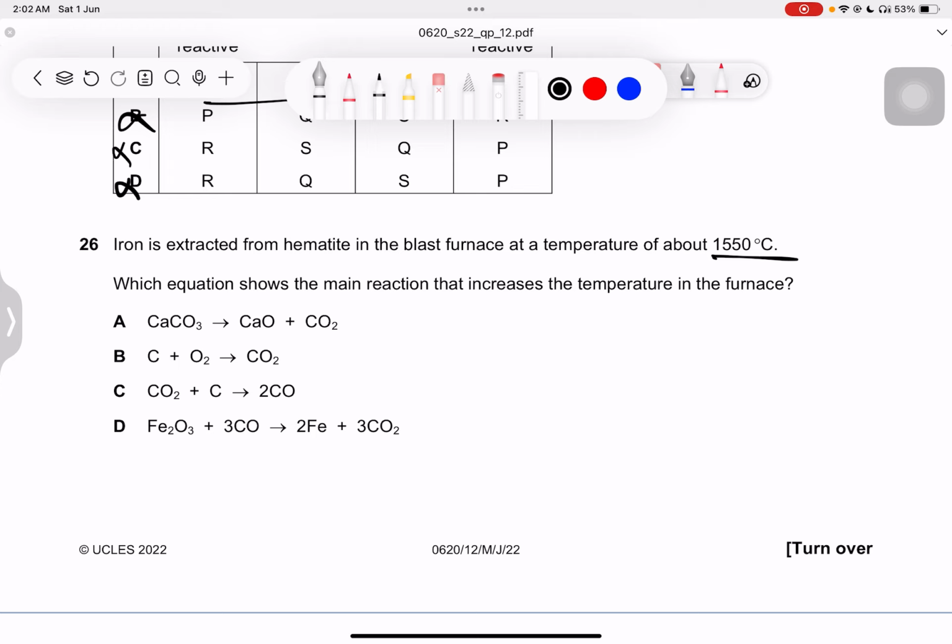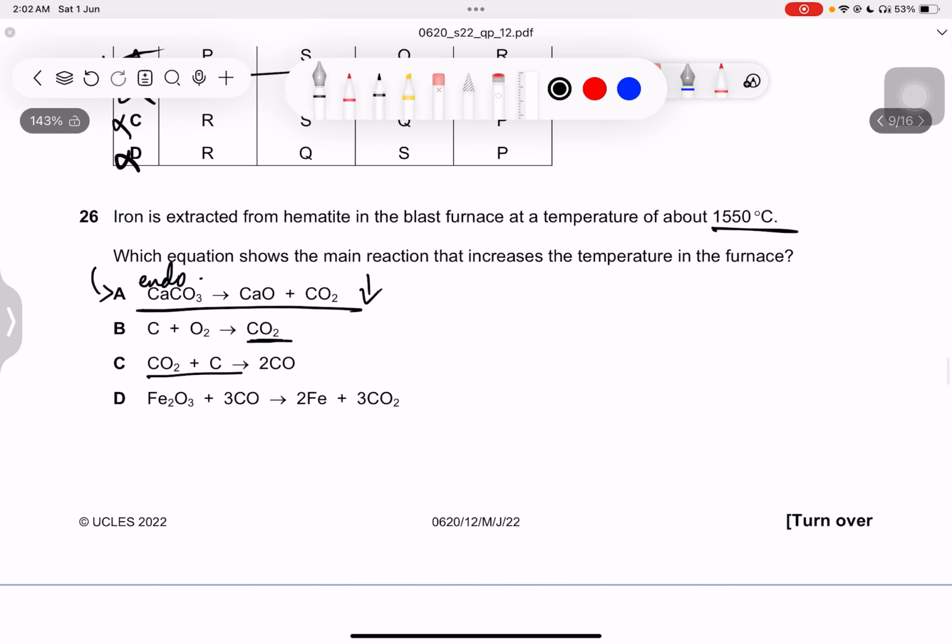Okay, so this is a thermal decomposition reaction. It requires energy. It is endothermic, so this decreases the temperature. As for this reaction, we'll look at it in a minute. Over here also, this is reduction, or it is reduction and oxidation both. And in the last, we have reduction only.